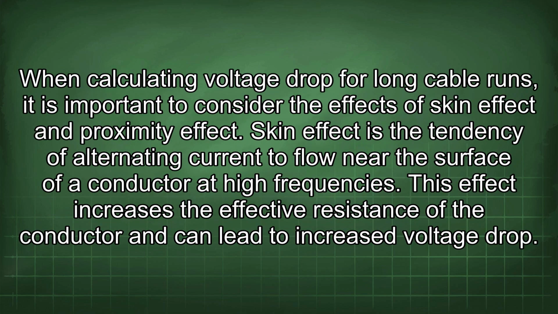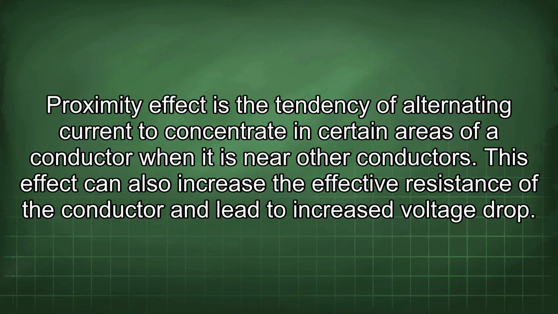When calculating voltage drop for long cable runs, it is important to consider the effects of skin effect and proximity effect. Skin effect is the tendency of alternating current to flow near the surface of a conductor at high frequencies. This effect increases the effective resistance of the conductor and can lead to increased voltage drop. Proximity effect is the tendency of alternating current to concentrate in certain areas of a conductor when it is near other conductors. This effect can also increase the effective resistance of the conductor and lead to increased voltage drop.